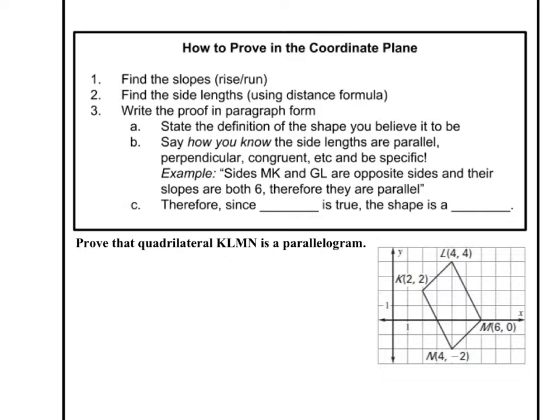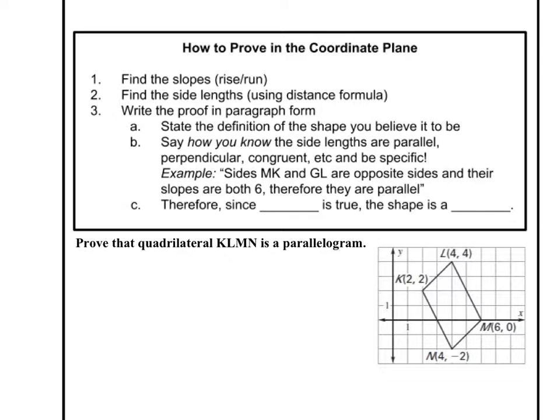Later on this week, we'll have to deal with things that are perpendicular, so you'll have to look at the slopes for that as well. And then you'll write a proof in paragraph form. The first thing that you need to say is, what is the definition? A parallelogram is a quadrilateral with opposite sides parallel. That's like your given statement. We know that to be true, or at least we just decided that it is, and so we're going with it.